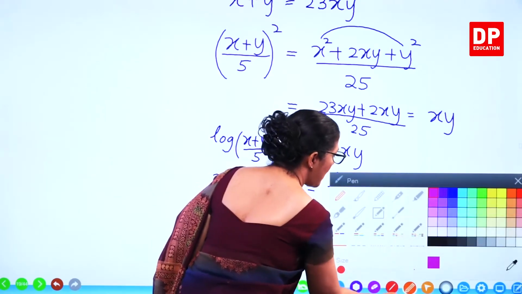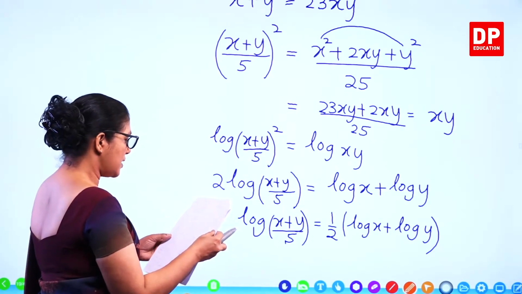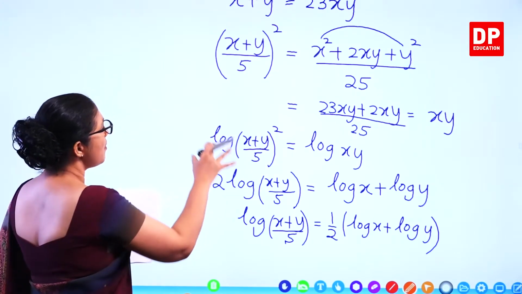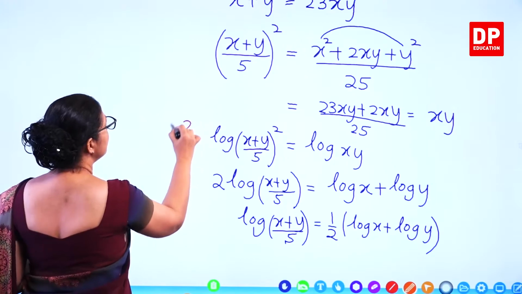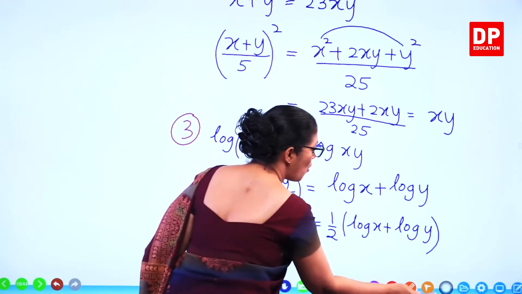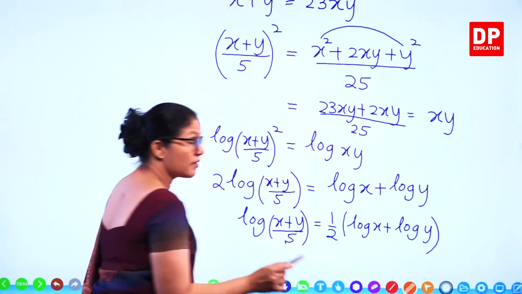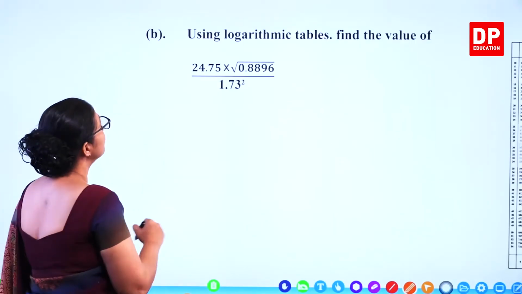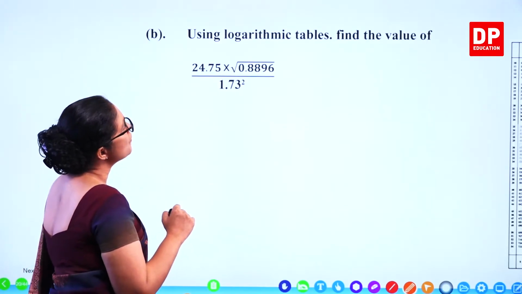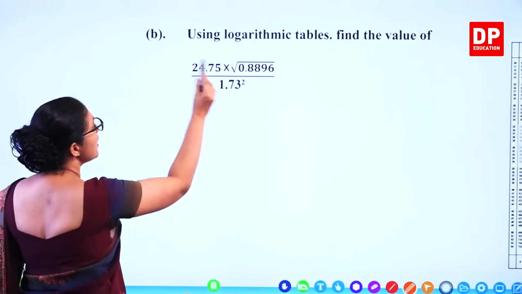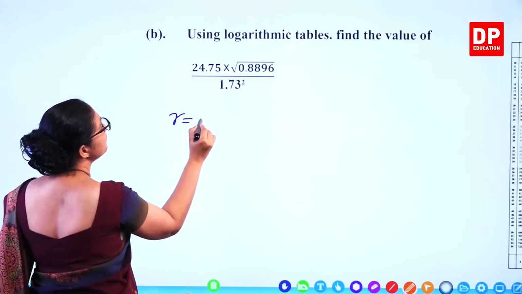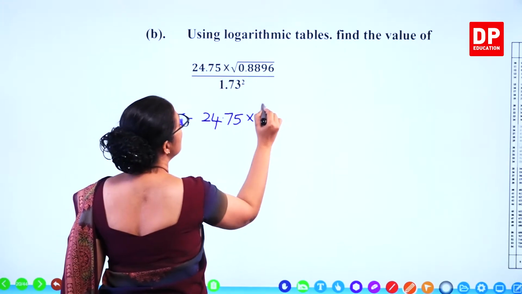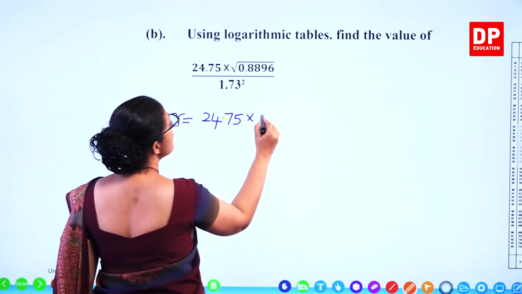How many marks for that one? So you are getting 3 marks for all these steps. So that means you are getting more marks for referring log tables. Using logarithmic tables, find the value of this. So we can take this one as r. Then what you do? I can write square root as power half.